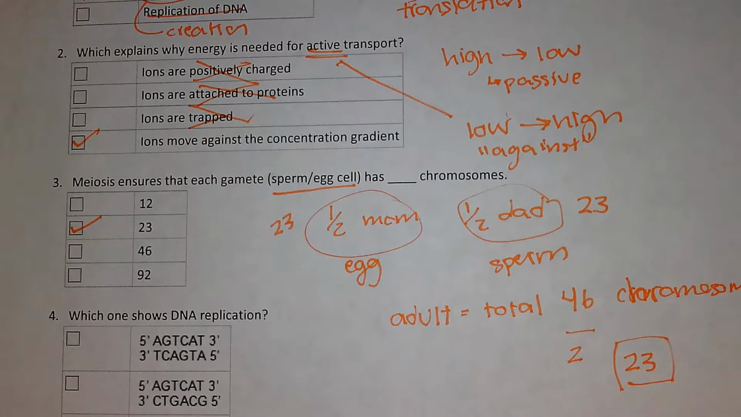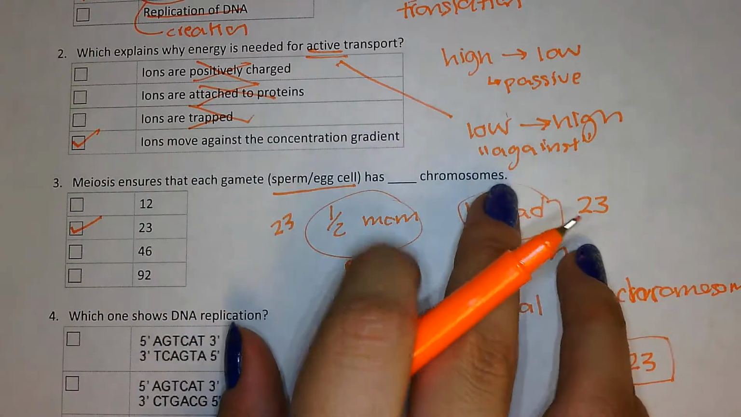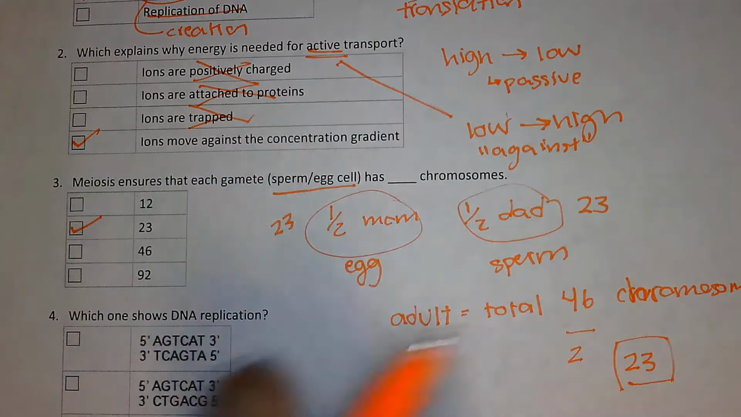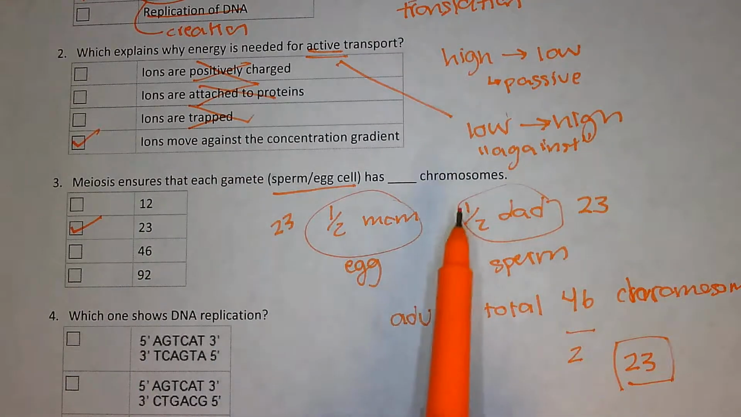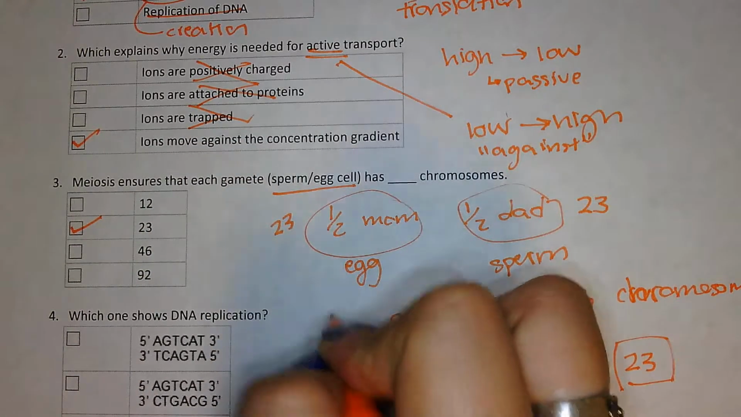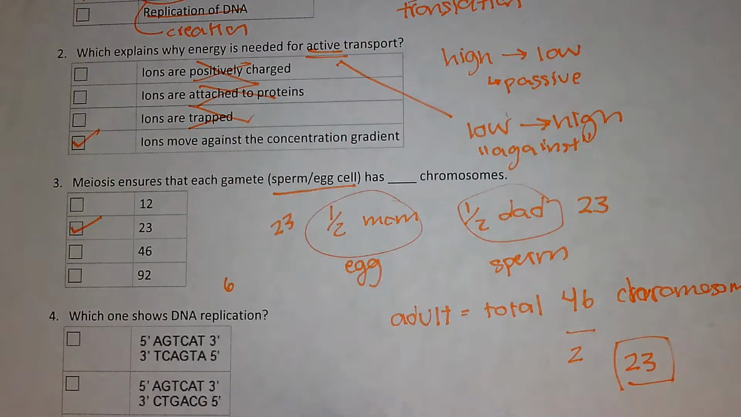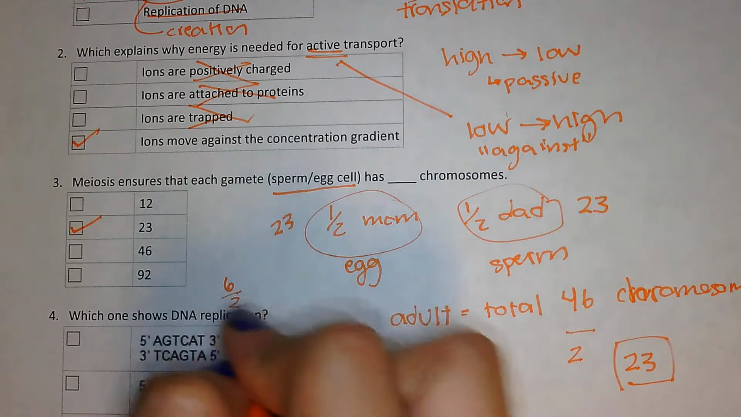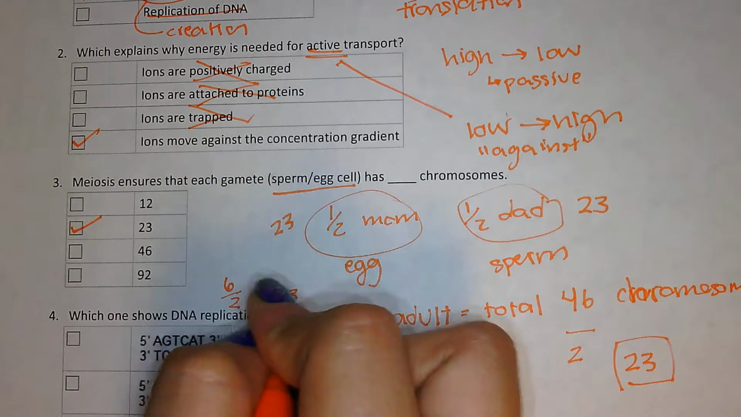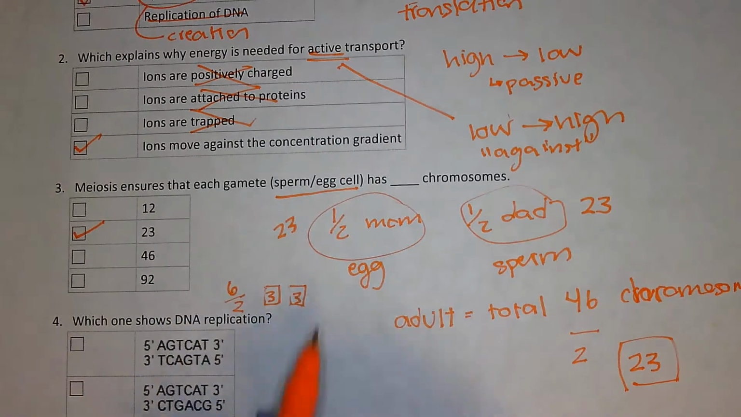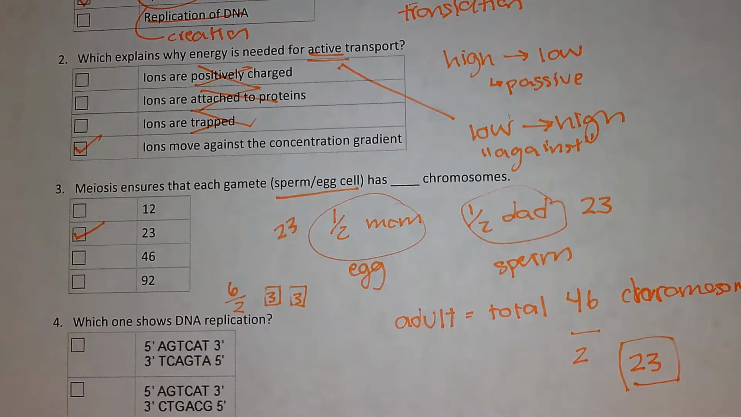Okay? This changes when we're talking about different species. So if it ever happens that they give you that an adult fly has 6 chromosomes, how many does each gamete cell have? You just divide this number by 2, and you would say that each one has 3. So meiosis divides the number by half.